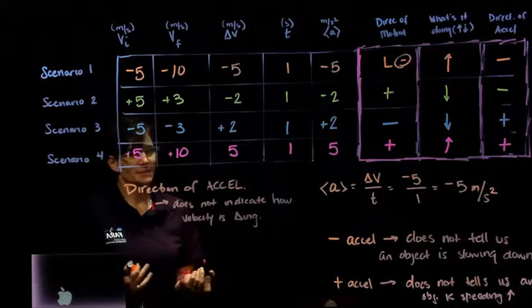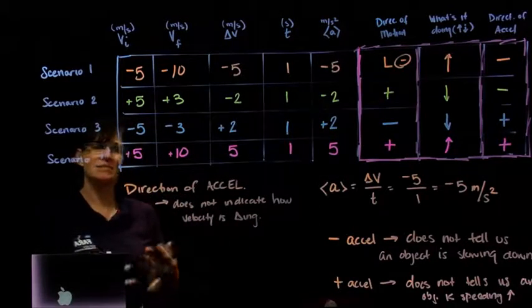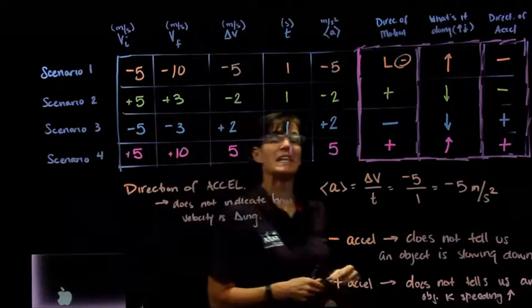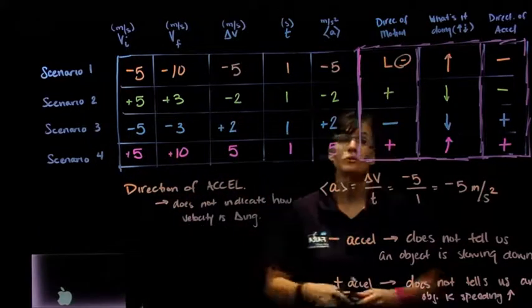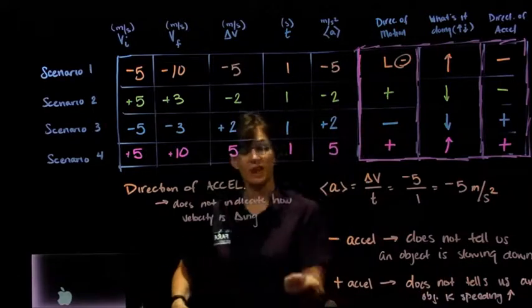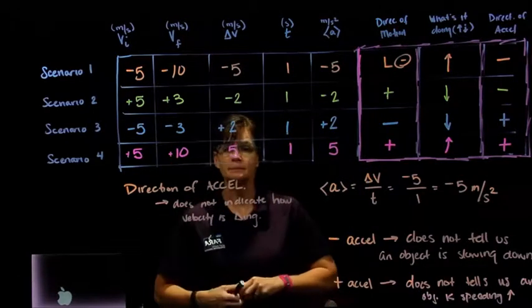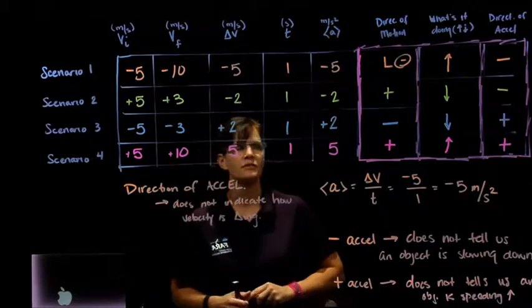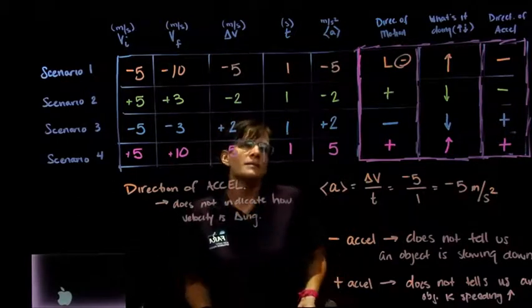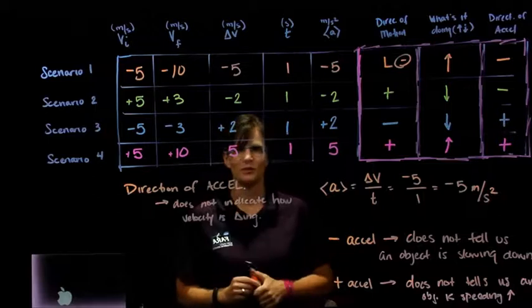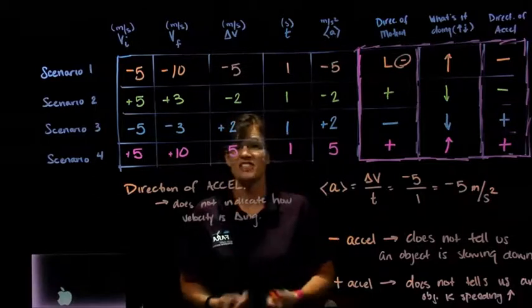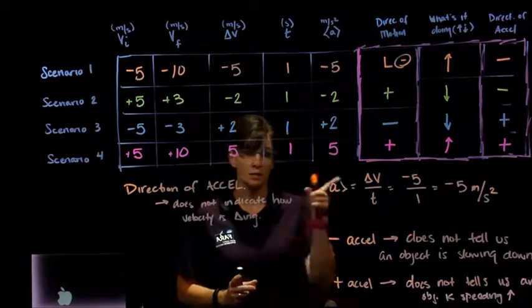All right. Well, could it indicate something else? Could it indicate the direction the object is moving? After all, a positive velocity tells us we're moving to the right, and a negative velocity tells us we're moving to the left. Does a positive acceleration tell us we're moving to the right? And does a negative acceleration tell us we're moving to the left? Well, let's look at our scenario.